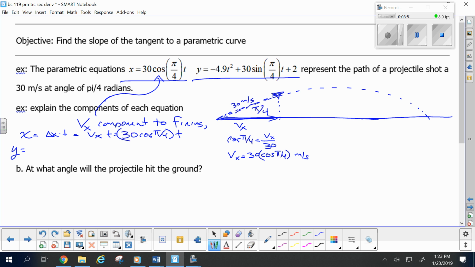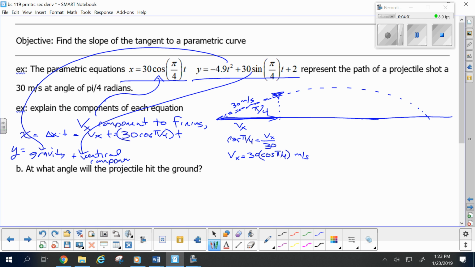What's the negative 4.9 t squared part? That's with respect to gravity. That's where gravity affects. Integrated. That's the vertical component to the firing, to the projectile, how much we contributed to its position. And what's the 2? Do you reckon? What? Yeah, the initial. And it started at time 0. The 2 terms in the front would drop away, and y would be 2.